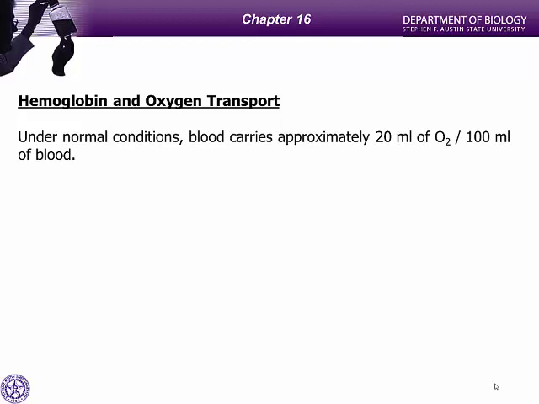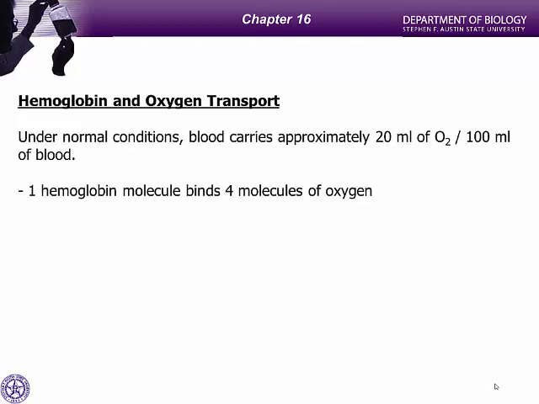So we've already seen that hemoglobin is the molecule that transports oxygen. When we dissolve oxygen in the blood with our 100 millimeters of pressure, that's our partial pressure, that's going to result in about 20 mils of oxygen per 100 mils of blood. Some of that's dissolved in plasma, but a lot more of that's going to be bound to hemoglobin.